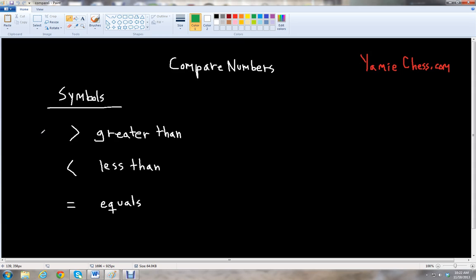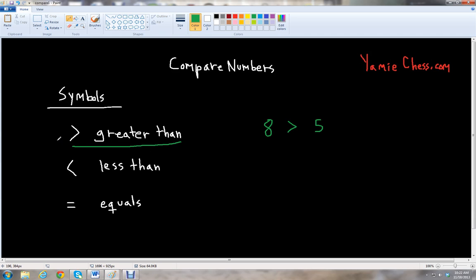The first symbol that we have here is what's known as the greater than symbol. For example, if we are comparing the two numbers 8 and 5, we know that 8 is greater than 5 because it's the bigger number, so we'll say that 8, and then we'll use the greater than symbol, is greater than 5. So that's how you would say that. 8 is greater than 5.